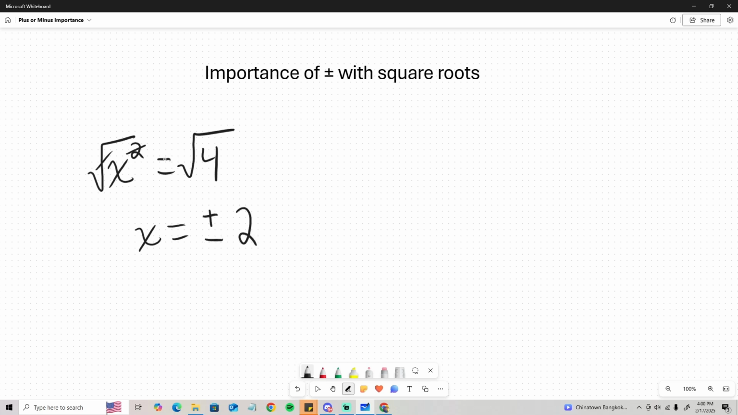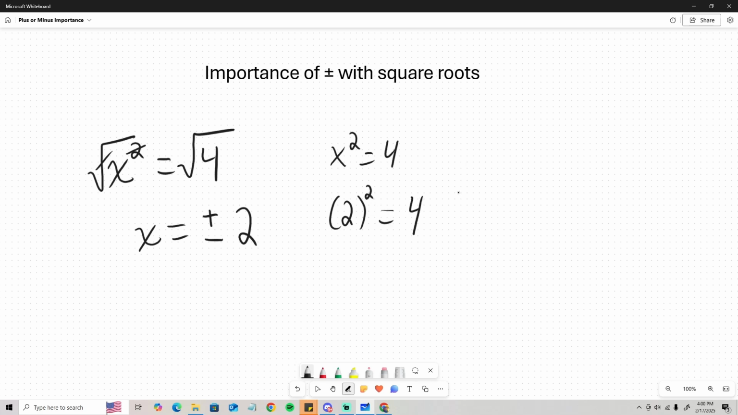Because I was the one to introduce the square root, I need to include a plus or minus in my answer. The reason for this is because, well, let's plug in 2 into my original equation. Remember my original equation was x squared equals 4, so let's plug in positive 2. 2 squared, well, 2 times 2, that's 4.